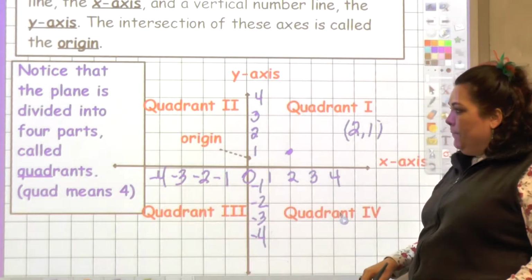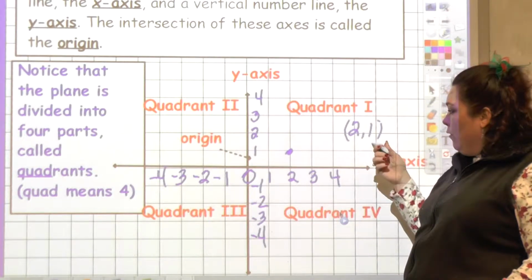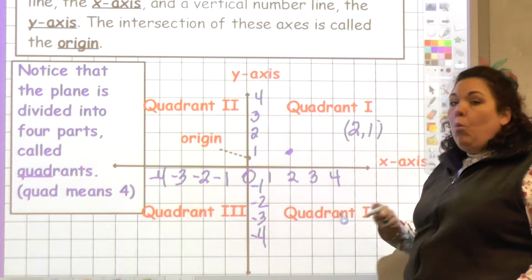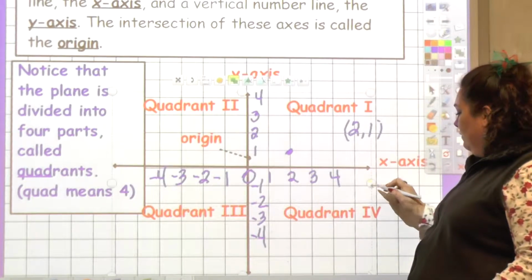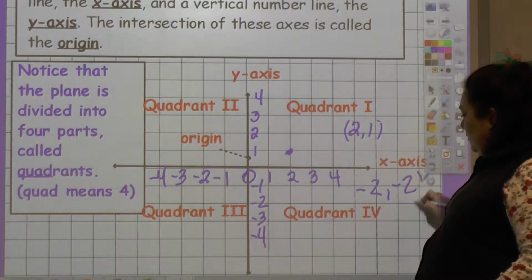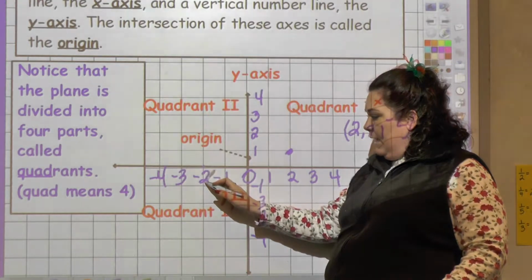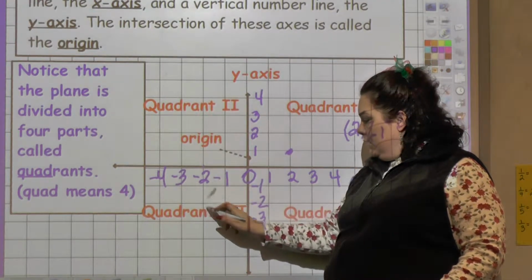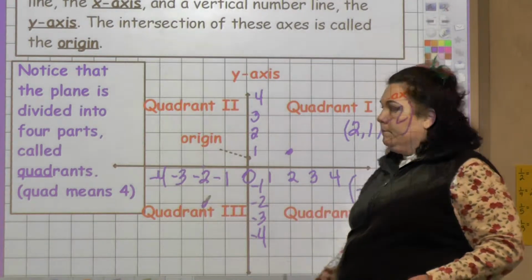And so a test question or a quiz question, they might give you an ordered pair and say, which quadrant is this in? So if they gave you -2, -2, you go x first to -2, down to -2, and you would say that's in quadrant 3.